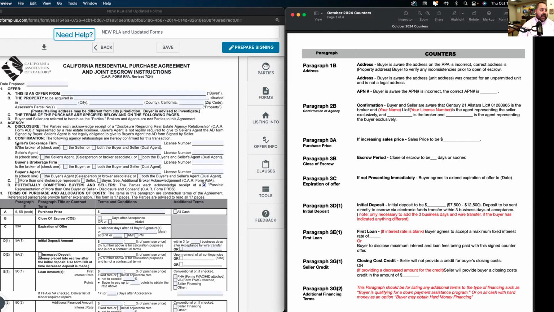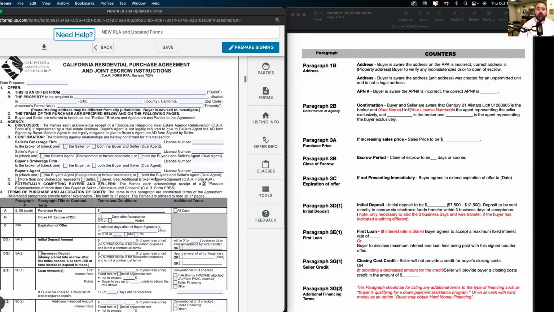Okay. All right. Next up, the next thing that would probably be a counterable item would be the confirmation of agency. And I've told you guys before in the past, when we're talking about writing offers or going through the RPA, mistakes happen here more often than you would imagine they happen.